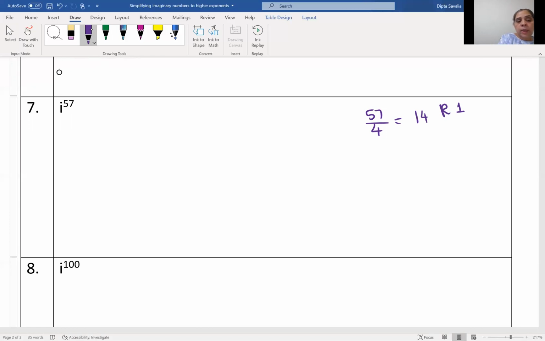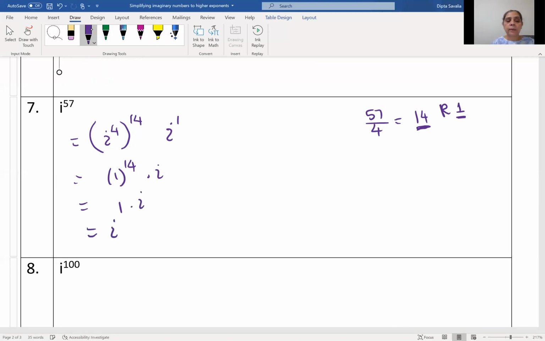So we can write i to the fourth power inside, because we know i to the fourth power is 1, and the power we found is 14. What is the remainder left over? We will just get i to the 1 power here. Now we can see i to the fourth is 1, and 1 to any power you will get 1. 1 times i, so you will get i.